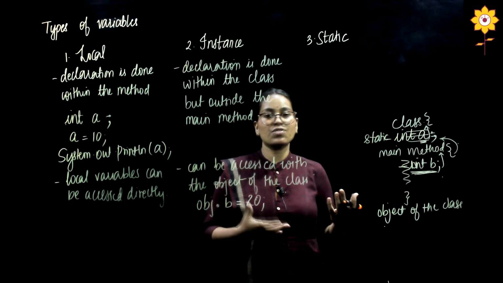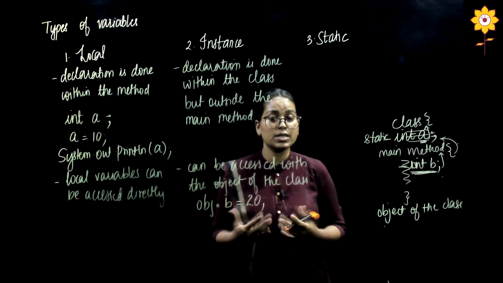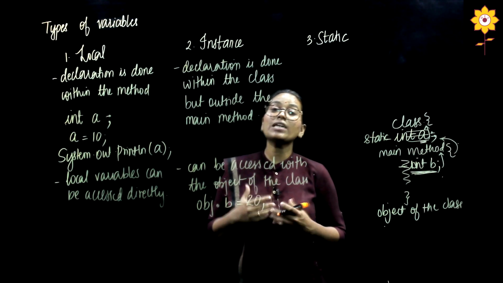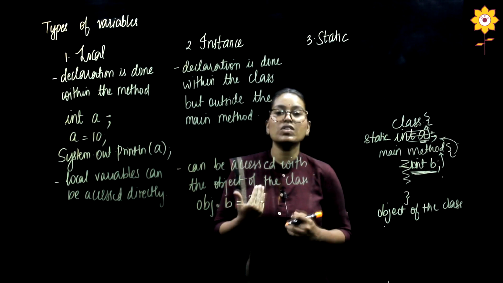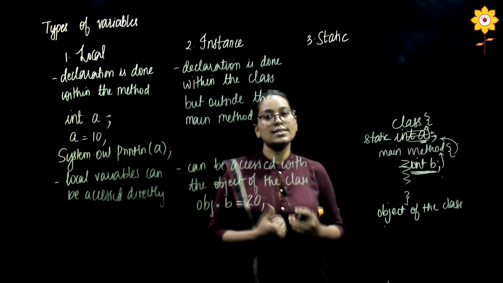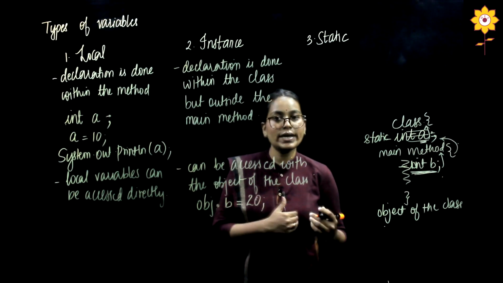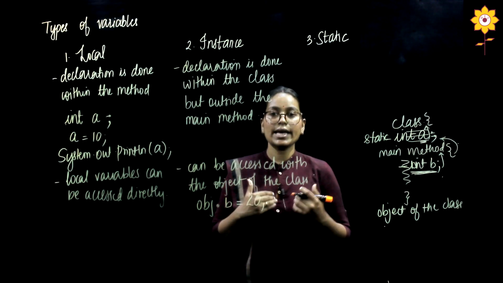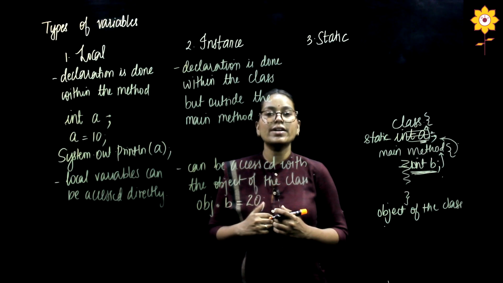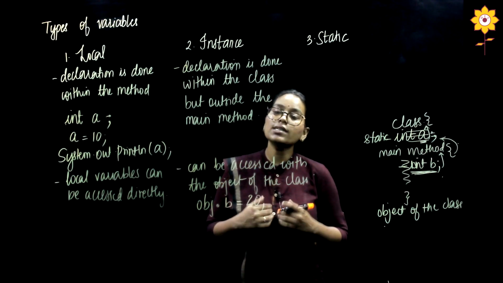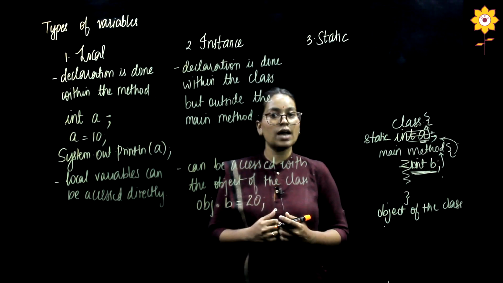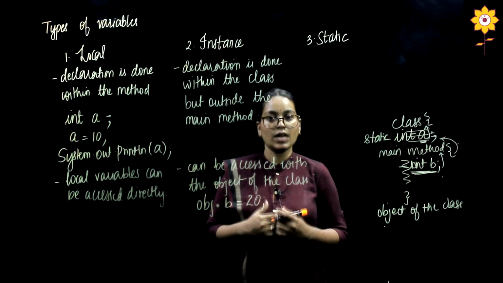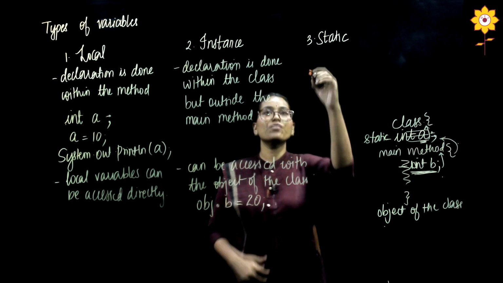It can be accessed from anywhere, just like instance variables. But what is the difference? You do not need any object of the class to access this static variable. So, that is the only difference between static variable and instance variable, that while declaring you will write static keyword in front of them, and they do not require any object of the class for you to access them. I hope that is clear. Okay. So, I will just write it for you.